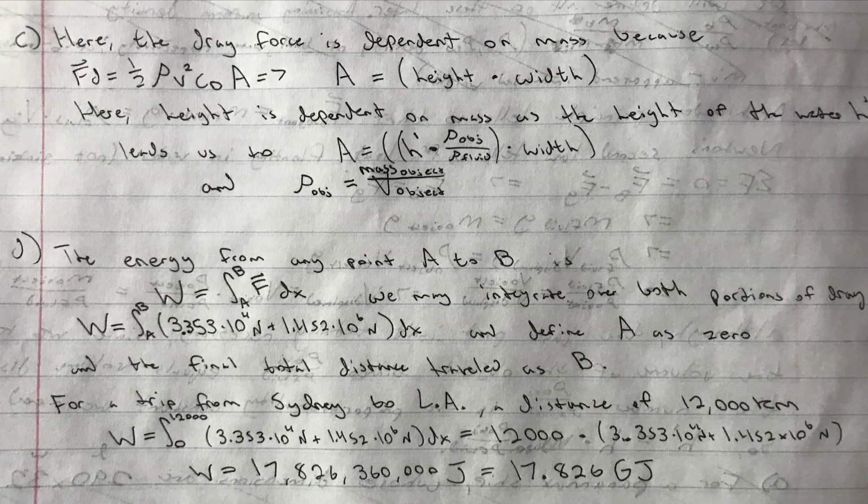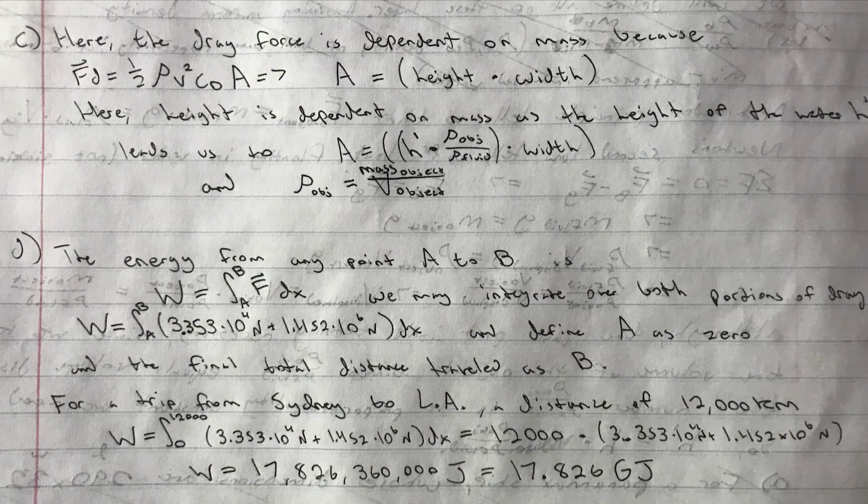But now that we've found the force, let's think about it a little bit. Is the drag force dependent on mass? We can say that the drag force is dependent on mass because we know that Fd equals 1/2 density v squared CdA, where A is equal to the height times the width. Now we know here that the height is dependent on the mass, as the height of the water h bar leads us to A equals h prime times density of the object over density of the fluid, and density of the object is equal to the mass of the object over the volume of the object. So while it's not very directly obviously dependent on mass, we still had to use mass to find h prime, which is a very important part of finding out the drag on this object.